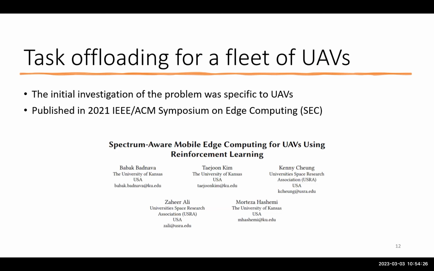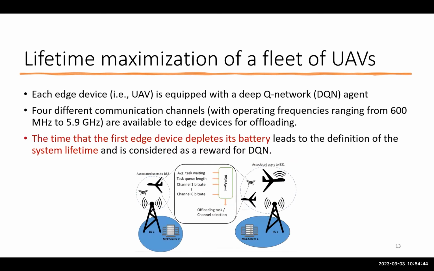The initial work that we did was published in the 2021 ACM Symposium on Edge Computing. In this work, which was in collaboration with Dr. King, Dr. Hashemi, and our colleagues at USRA, we considered edge devices, and UAVs in specific. We equipped all of these UAVs with a DQN, and we considered 4 different communication channels operating at 4 different frequency ranges, from 600 megahertz to 5.9 gigahertz. Our goal in this paper was to maximize the system lifetime.